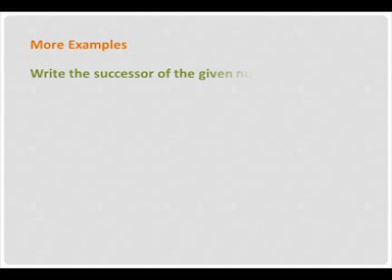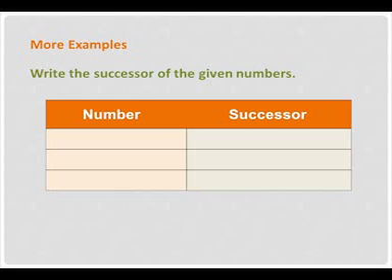Now let's solve some more examples. Write the successor of the given numbers. As you know that successor is plus 1 the given number. So our first number is 999. When we add 1 to it, we will get 1000. Next number is 899. The successor is 900.